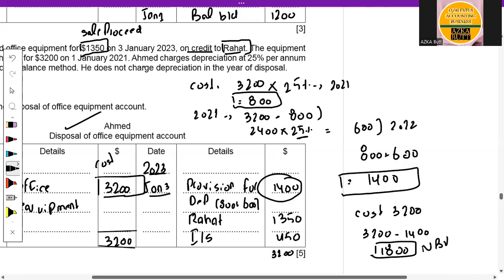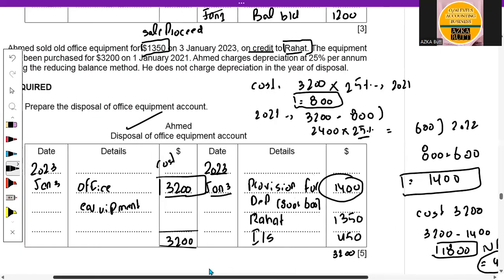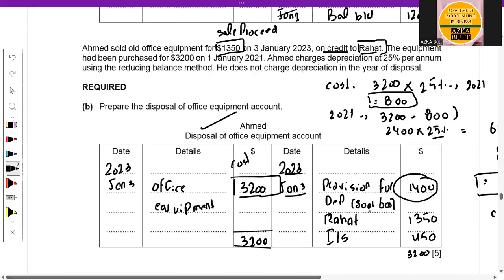So this is the loss. 1,800 minus 1,350, so this is the loss of 450. So income statement debit and disposal credit, because in the income statement all losses and expenses would be debit.